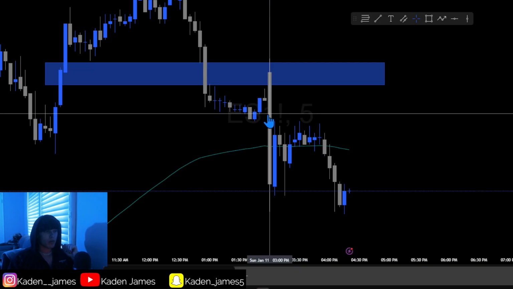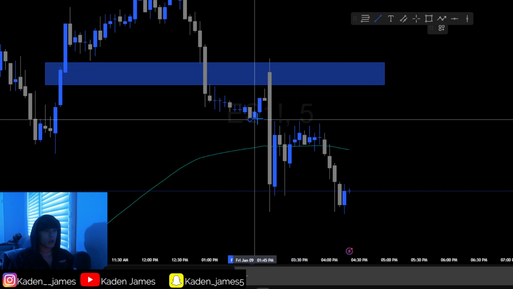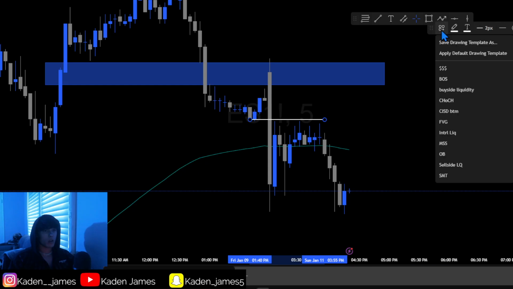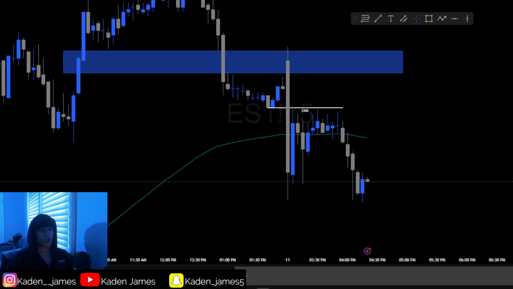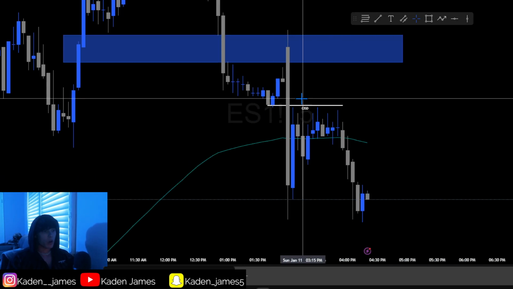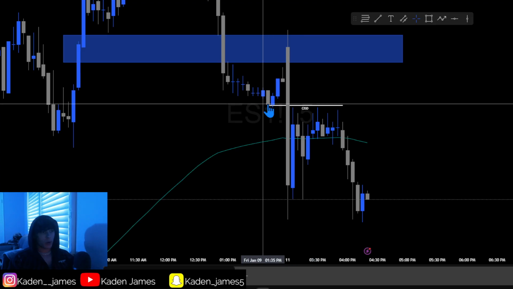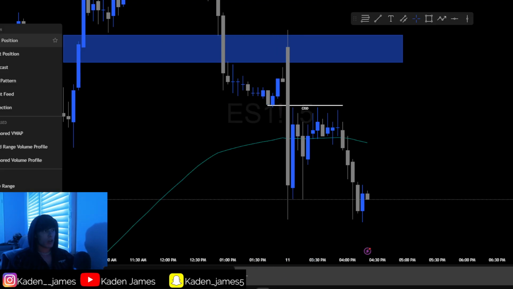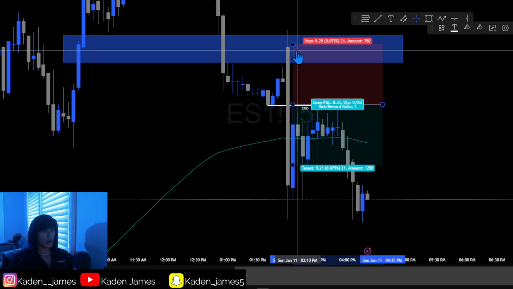So after we come here and fill it to break this, that's also what I look for. It's called change in the state of delivery. I don't know what the BTM stands for. Okay, changing the state. Once we start pushing below this, then you could enter around here.